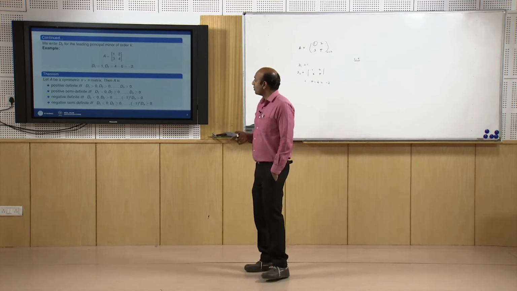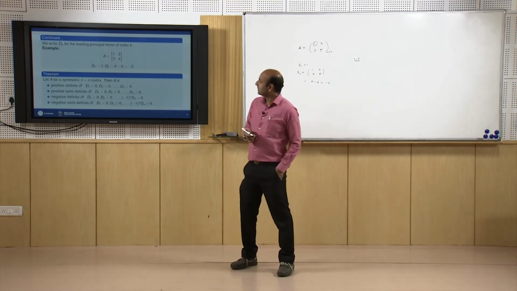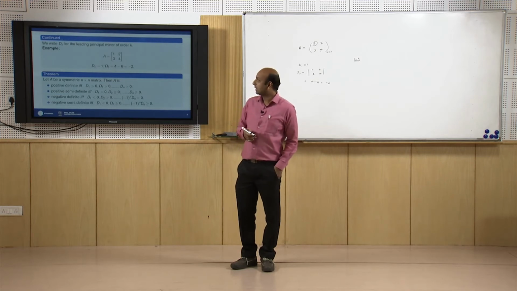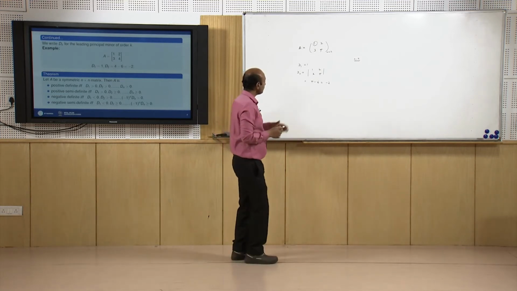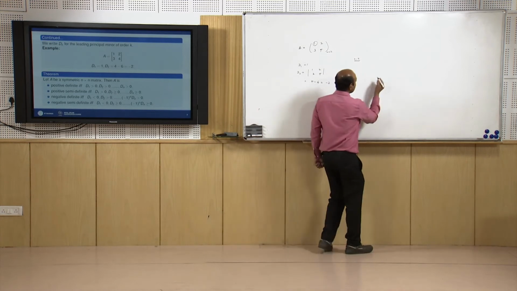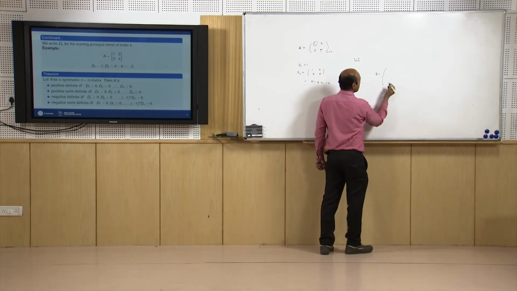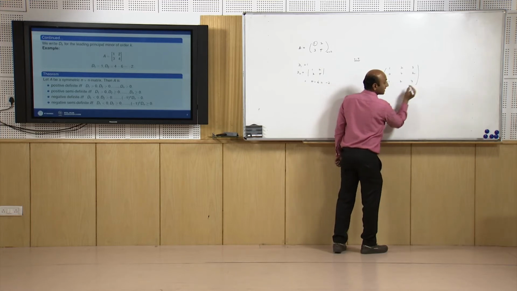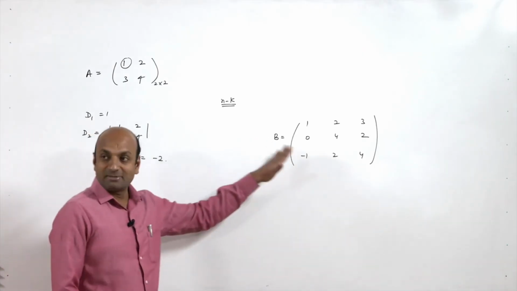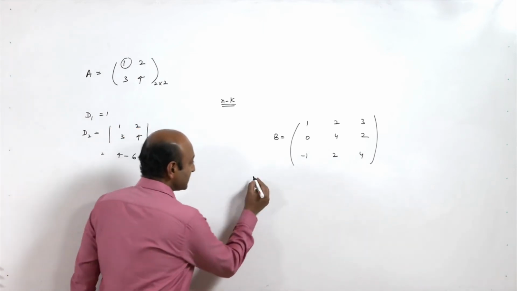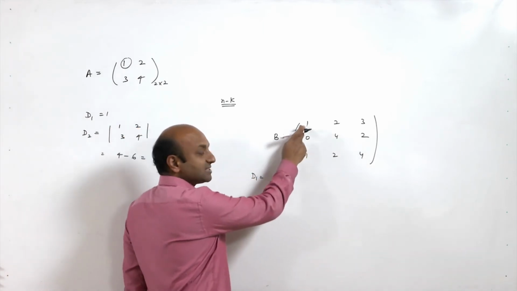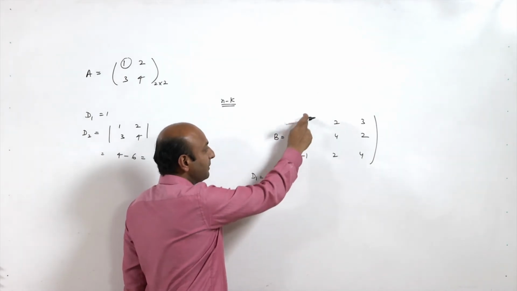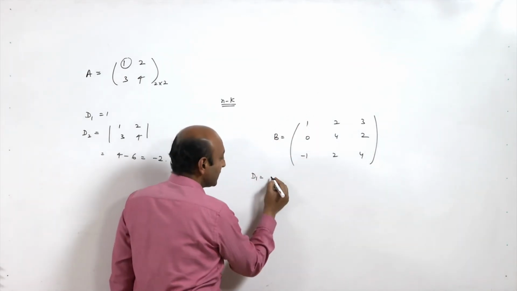So, this is how we can find the determinants of leading principal minors. Okay. So, here Dk represents the leading principal minor of order k. Suppose you have a matrix B of order 3 cross 3, you can take any matrix, say 1 2 3, 0 4 2, minus 1 2 4. Now, what does D1 mean? D1 means you start from the first element and take a determinant of order 1 cross 1. Okay, so that is 1 only.